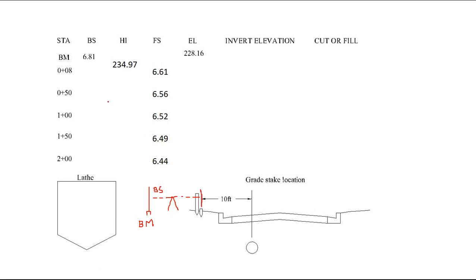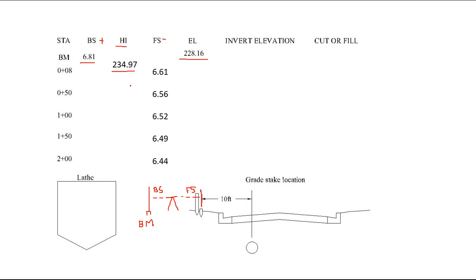Now a back sight is also called a plus sight because you add a back sight to an elevation to get the height of the instrument right there. So we're going to take 228.16 plus 6.81 and get 234.97. Now what we do is we then take a foresight on the rod. Now foresights are called minus sights because you subtract a foresight from the HI to get the elevation of the point you're shooting there. We're shooting hubs that are pounded in the ground.